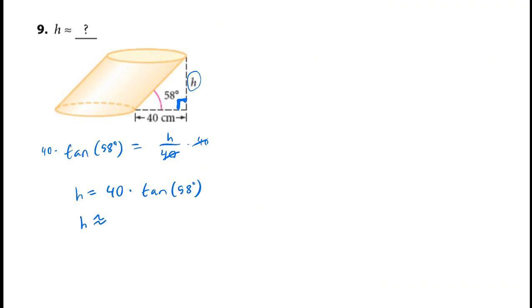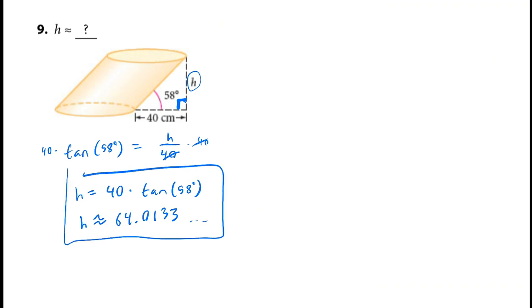So now we have tangent of 58 degrees equals height over 40. And so we just multiply both sides by 40. That cancels, and we get the height is exactly 40 times the tangent of 58, or h is approximately 40 times, I wrote 41, times tangent of 58. There we go, that's 64.0133 dot dot dot. Okay, or not degrees, that's height, that's in centimeters.